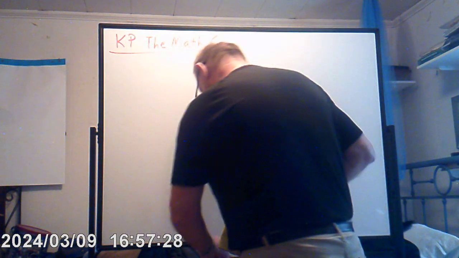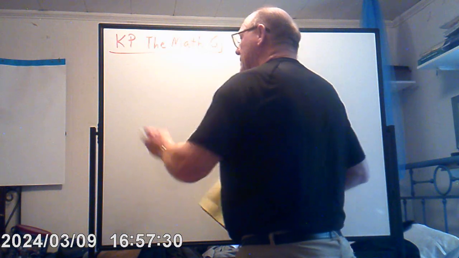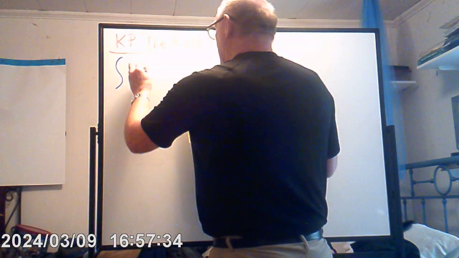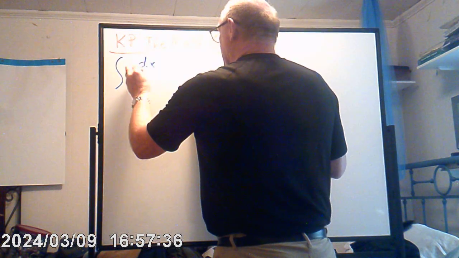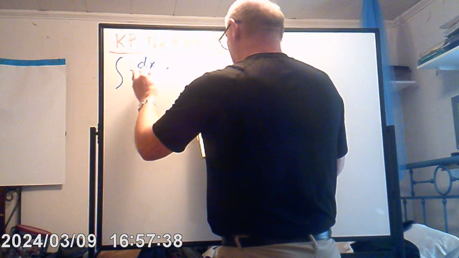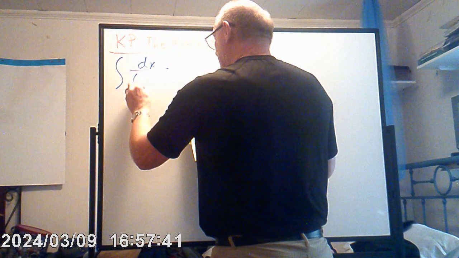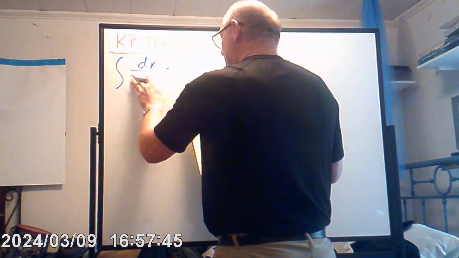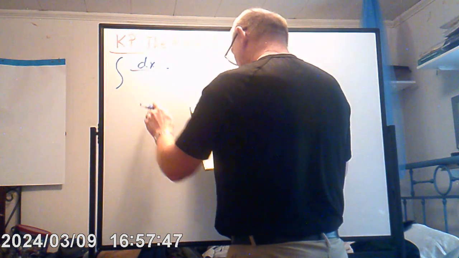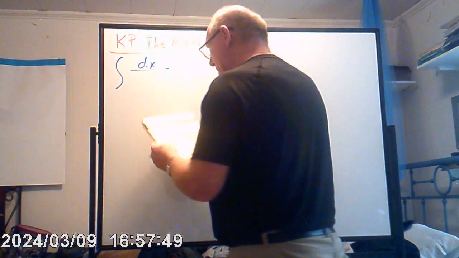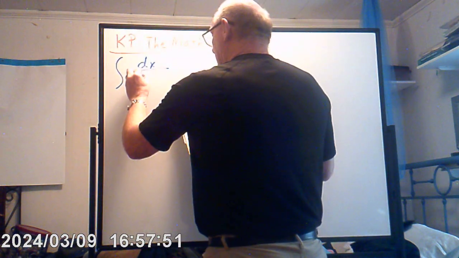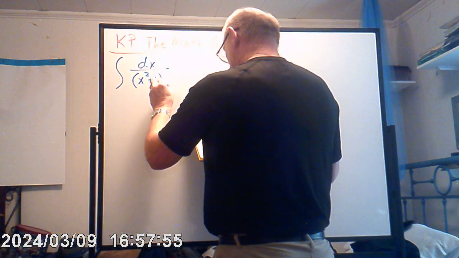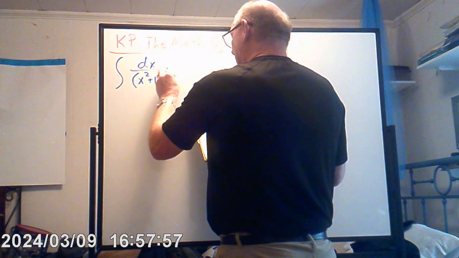It starts off like this. We're going to integrate dx over, let me just write it down this way. They write it like this: x squared plus 1 to the 3/2.